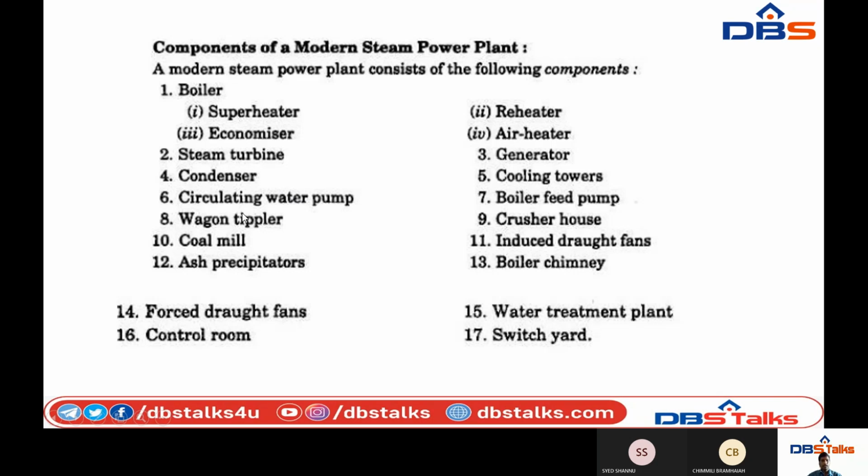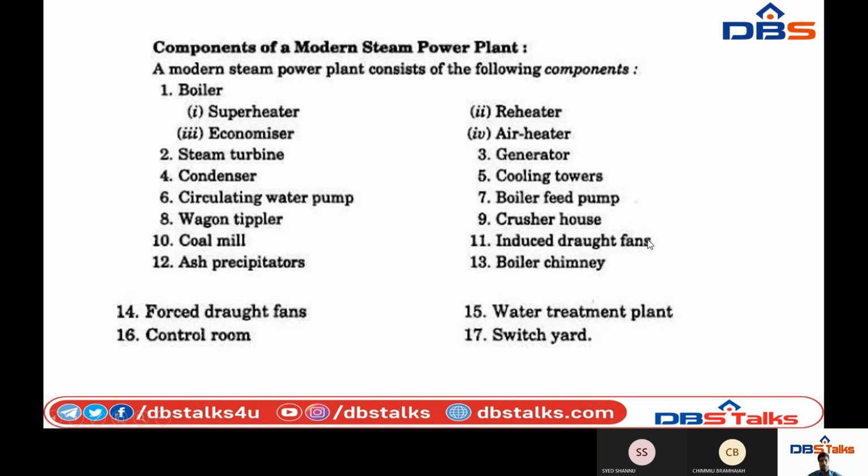Wagon tripler is nothing but for transporting or transfer purpose. Coal mill. It is a storage. Ash precipitators. Ash precipitators are nothing but ash collection points. Next, reheater, air heater, generator, mechanical to electrical, cooling towers. Cooling towers are used for sending the cooling water again for recycling purpose. Boilers. Boiler, feed pump, crusher house, induced draught fans.